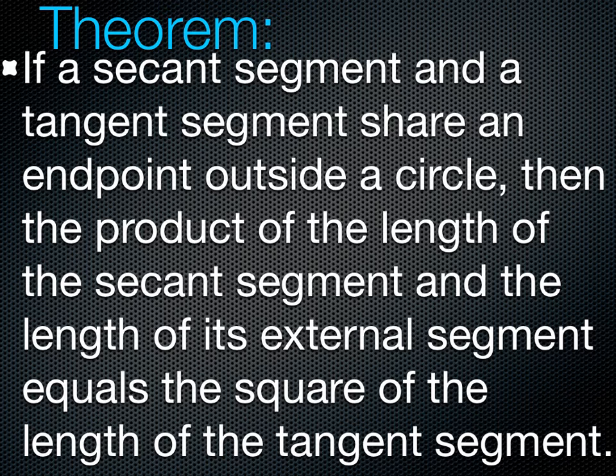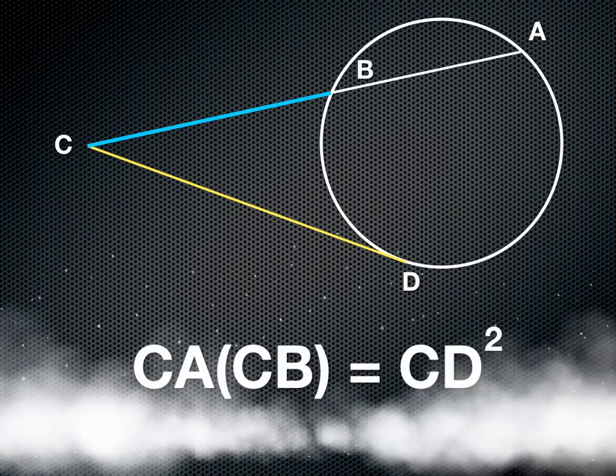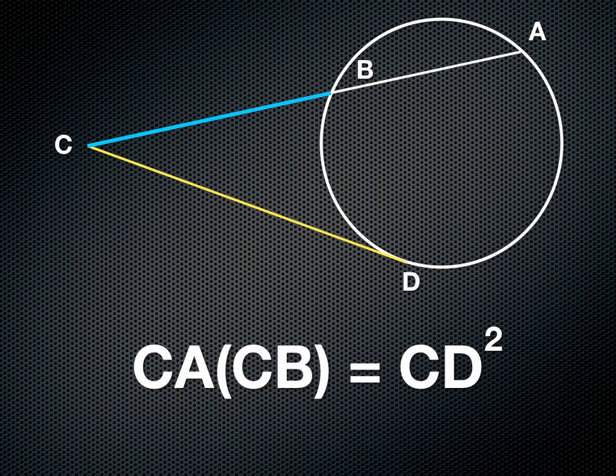An illustration of this theorem would be having a circle. I have secant segment CA and tangent segment CD. The external segment of my secant segment would be CB. What this theorem says is that CA, the whole secant segment, times CB, the external segment, would be equal to CD squared, which is the tangent segment.